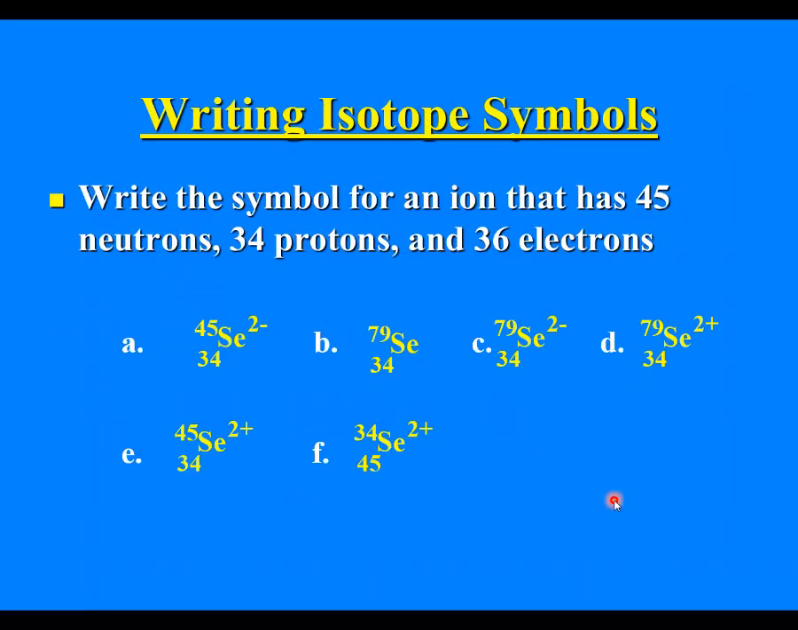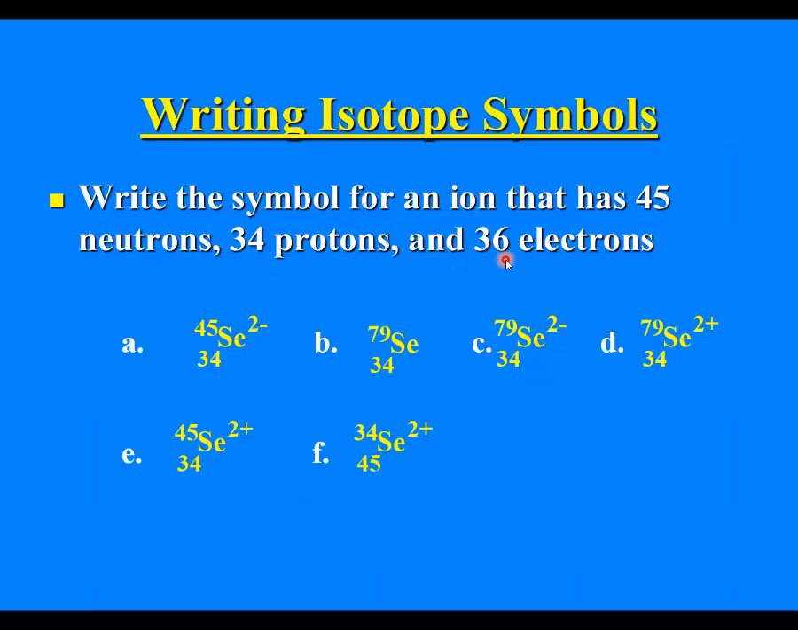Okay, so if we're looking at some isotope symbols, let's figure out which one of these isotope symbols would be correct in the case of having 45 neutrons, 34 protons, and 36 electrons. Now, if I have 34 protons, well, we know from looking at the periodic table that has to be selenium. All of the possible examples I gave here is selenium. If you want to pause the video and try to answer this on your own, please do so now.